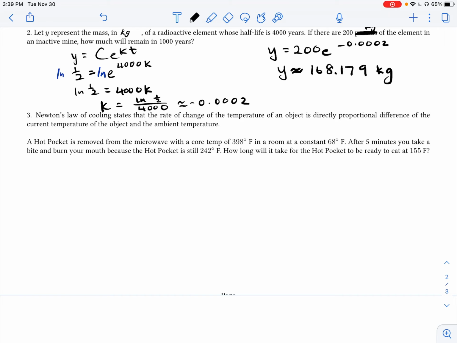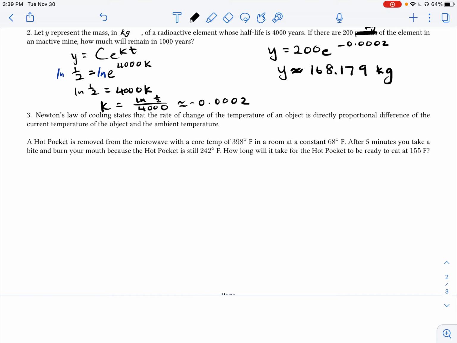And if you've ever eaten a hot pocket, you know there are only 2 temperatures for a hot pocket. It's blazing hot or ice cold.